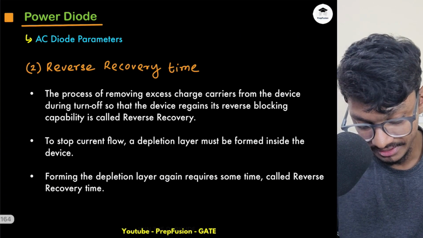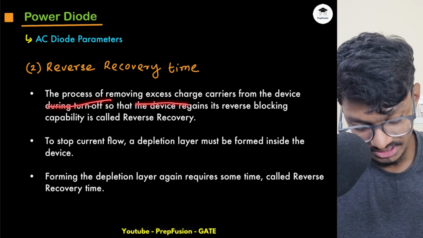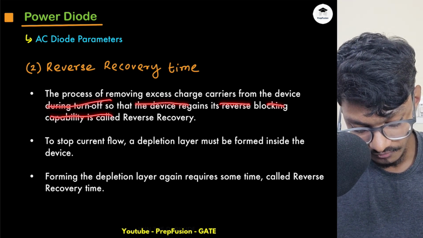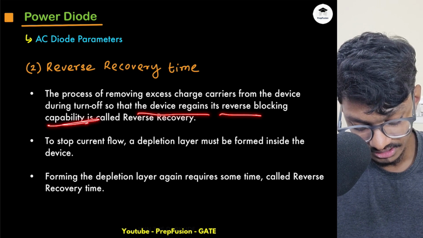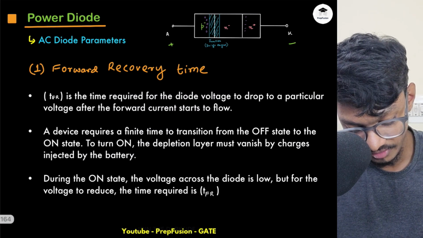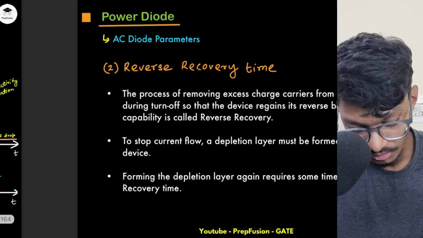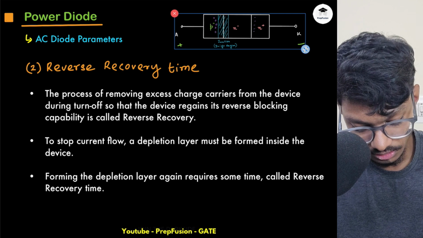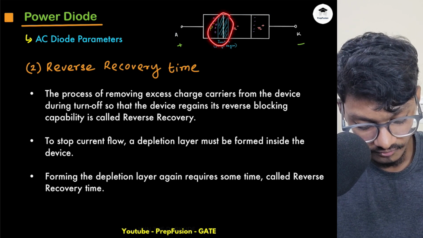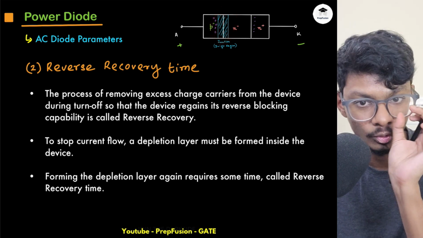So like, what is reverse recovery time now? What is reverse recovery time? The process of removing excess charge carriers from the device during turn off so that the device regains its reverse blocking capacity. Its capability is called reverse recovery. So again, if I copy this, now what is happening is that this diode has very low width, depletion width. The drift region has very low depletion width.